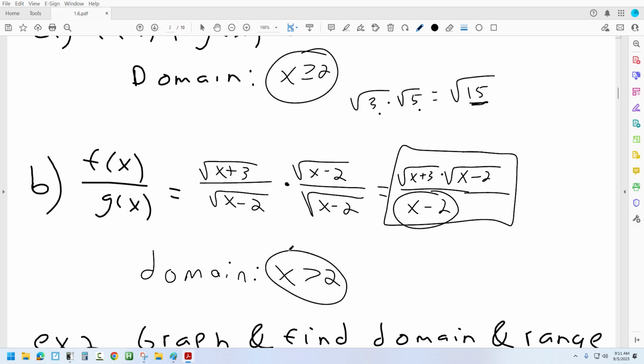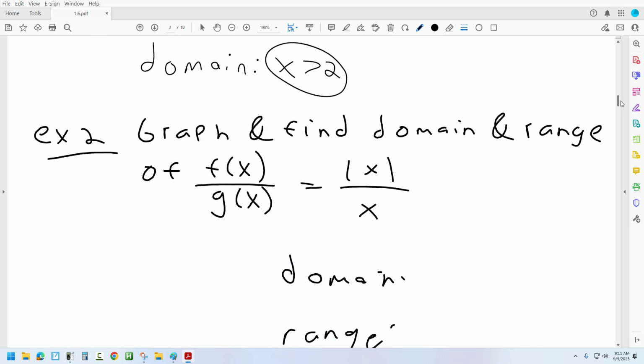So the domain in this one is the overlap of the two original ones, excluding any values that would cause you to divide by 0, which in this case is 2. Okay, so small difference between the domains, but very important difference. Any question on that one? Okay, let's try this one.